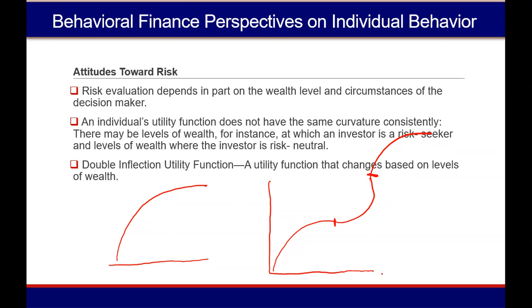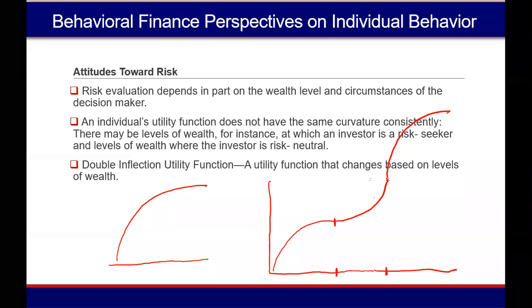So you see the individual person when he was poor, or in this very low wealth region, that person was risk averse. And when the person is like this, does it look like risk averse or risk seeker? Risk seeker. This person is a risk seeker in this wealth region. And this person again becomes risk averse when his wealth level goes beyond this wealth level.